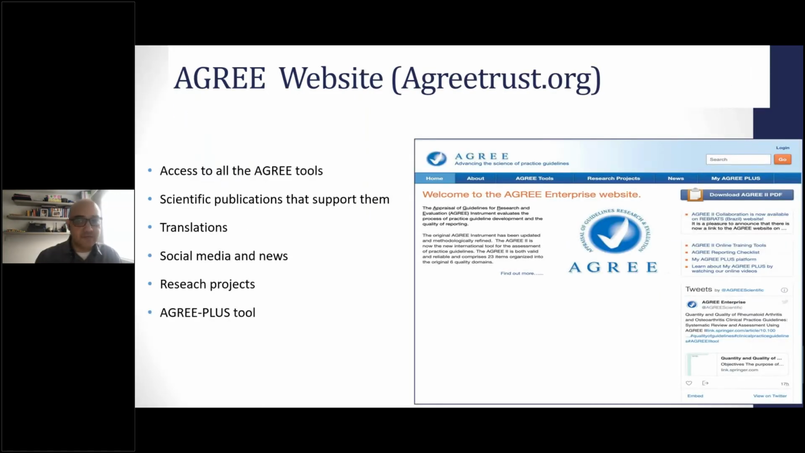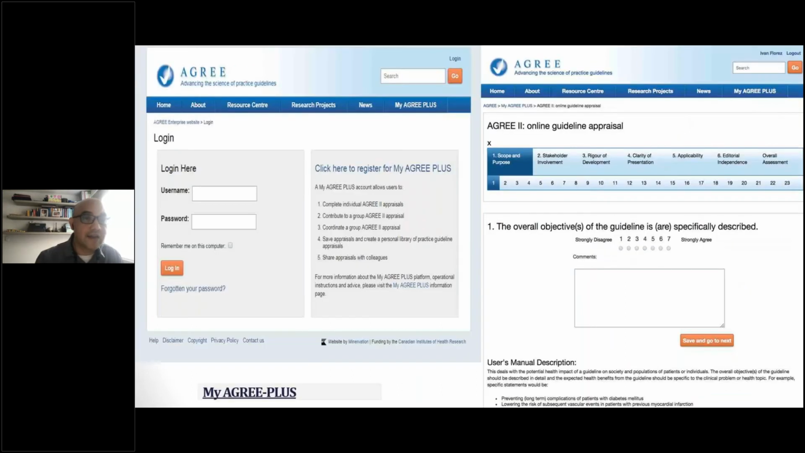This is a great website for those of you who haven't had access to it. It's just agreetrust.org, and you can have all the information that I have provided today. You could have access to the tools and the manual, freely available, as I told you, and some news about AGREE and new tools that we have created. Next, you could have access to the AGREE Plus tool. The AGREE Plus tool is what you see here. It's inside the AGREE Trust website, and you could create a free username and password.